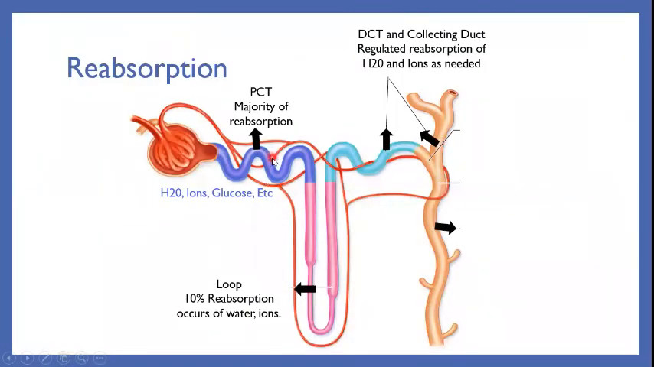In the proximal, we're going to have the majority of the reabsorption. We're going to reabsorb water, ions, glucose. Most of that is getting reabsorbed in the proximal. Inside of the loop, we're going to have about 10% of our reabsorption. So some water, some ions. And in the distal, that's where we're going to have the regulated reabsorption of water and ions as needed.